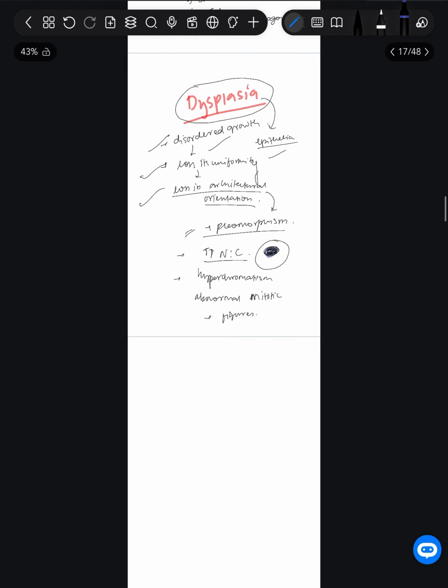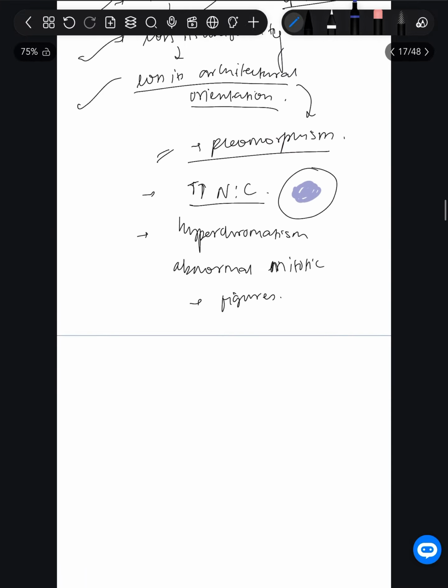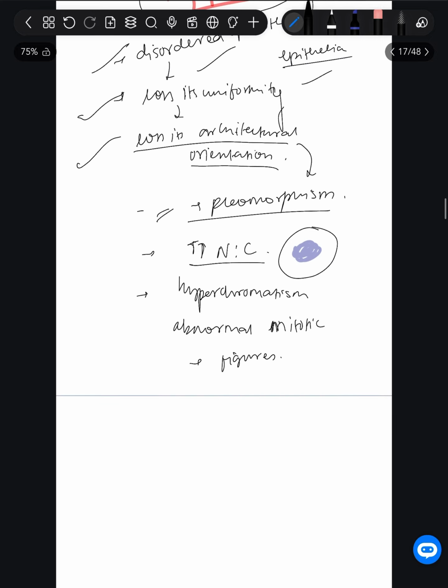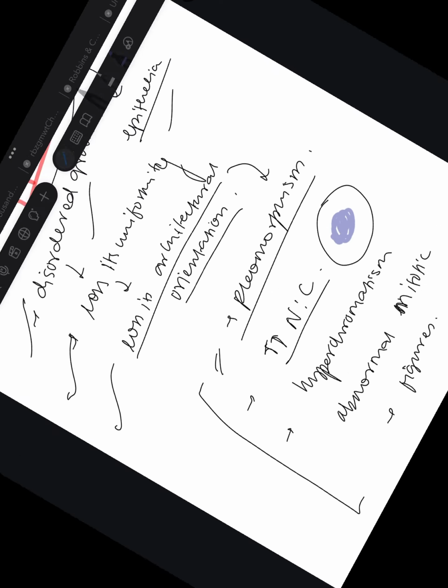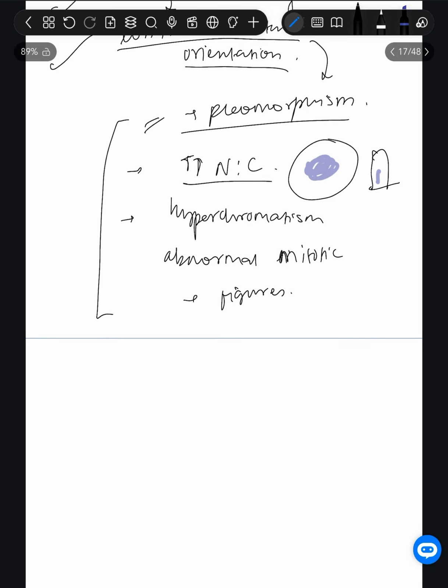Now, what exactly is this? I told you what exactly is pleomorphic, or what exactly is very strange here. It is this: instead of our normal innocent cells, we have these types of cells. So of course it is abnormal, right? So next, what do we have?